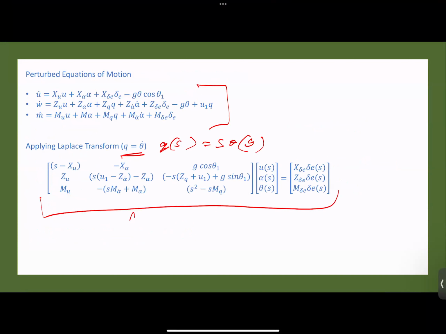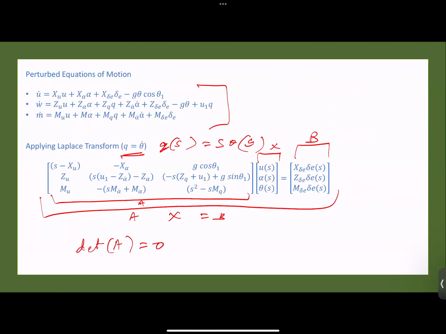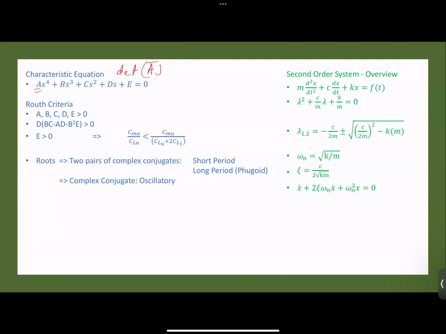So this can be analyzed using AX equals B, where this matrix is A, this is X, and this is B. The characteristic equation for this matrix will be given by determinant of A equals 0. This gives you a fourth order characteristic equation. That is basically the determinant of the A matrix, not to be confused with this. Let's just call that A bar. It gives you a fourth order equation.